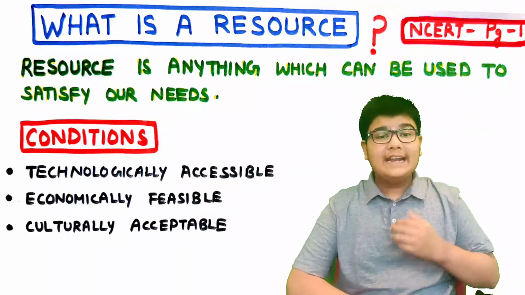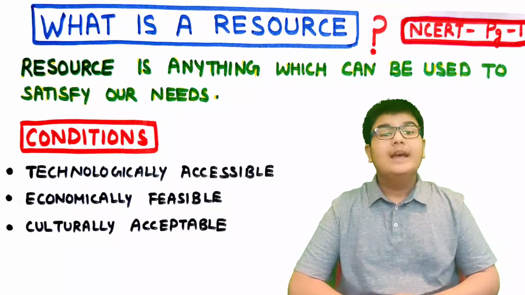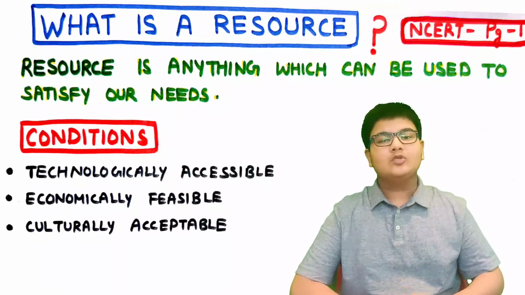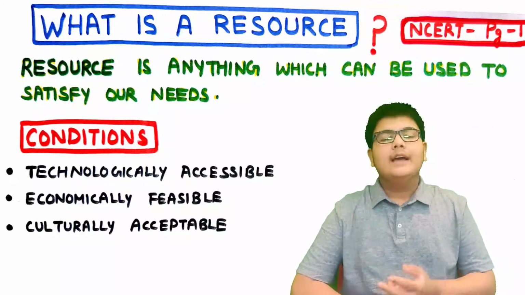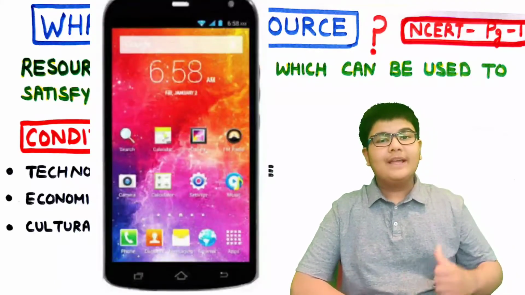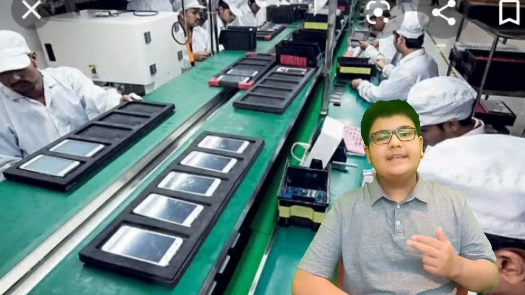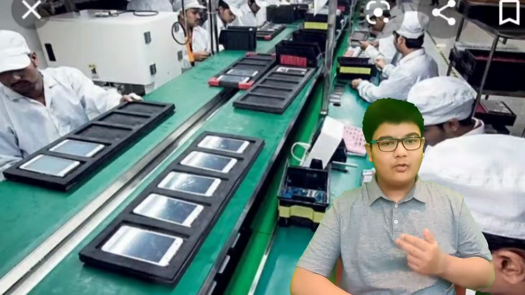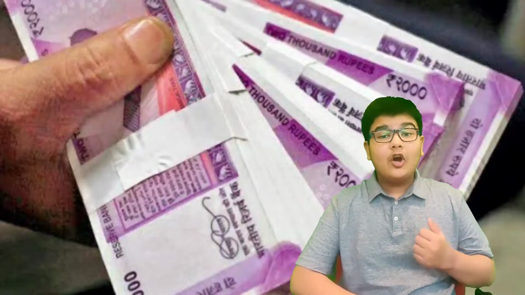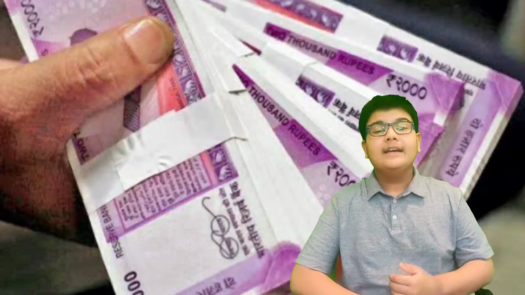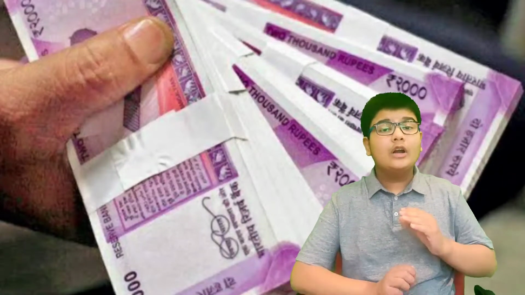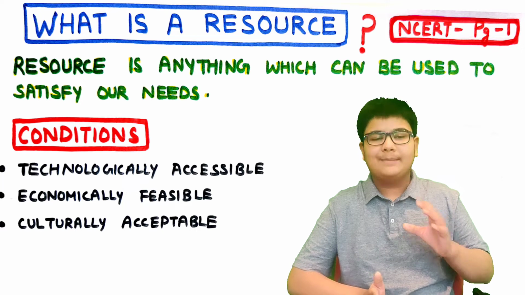So first of all, let's understand what is a resource. A resource is anything which can be used to satisfy our needs. For example, let us take the example of my phone. My phone is technologically accessible. This means that we have the technology to make smartphones. Second, it is economically accessible. This means that I can buy the smartphone and it is not very expensive. Third, it is culturally acceptable. So this means that many people are using smartphones and the society has accepted smartphones.